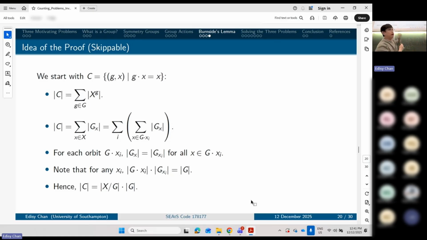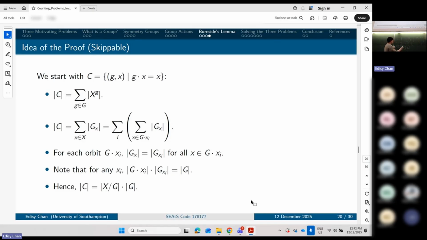But for the second one, we can even further do it in a way where we consider each orbit. We go through those x1, x2, xn, whatever. We go through them, the i summation. And then for each orbit, we just take the summation of the number of elements in the group fixing the X inside the elements in this orbit.